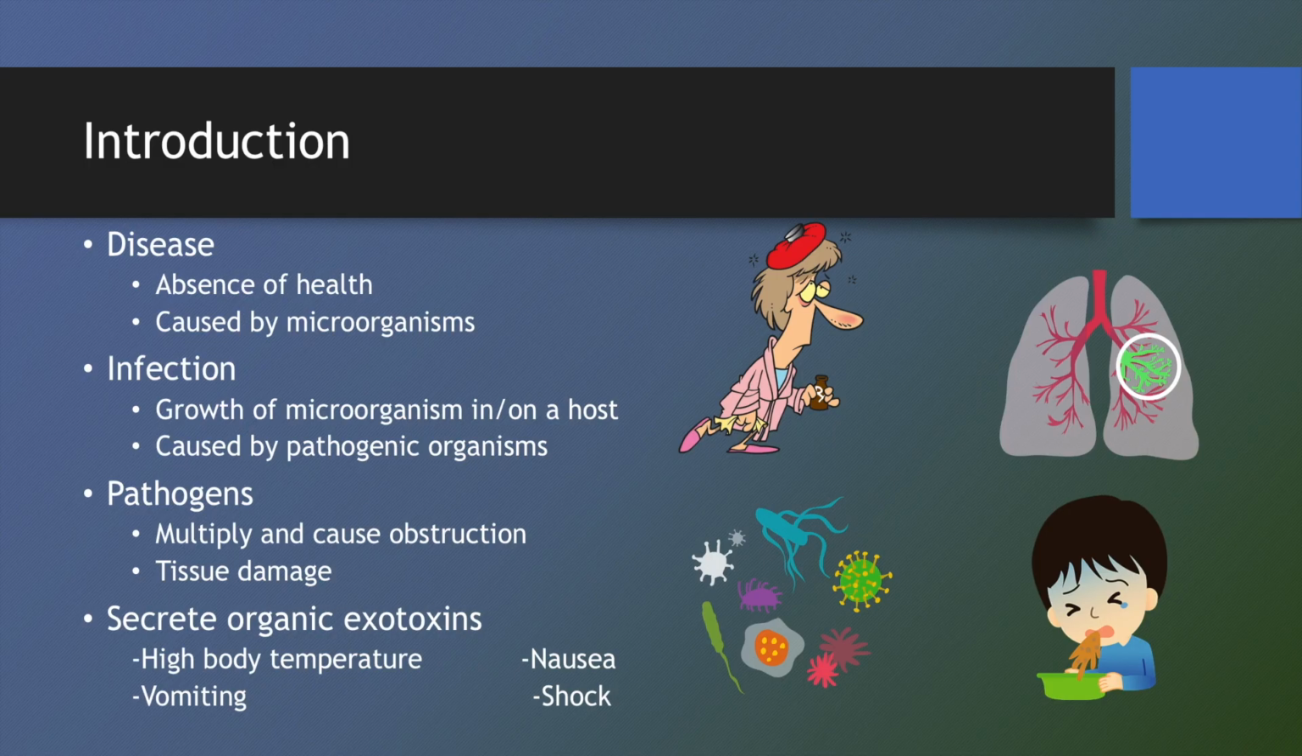Infection control. There are many diseases known to humankind. Until this day, there are still diseases being discovered. Diseases are introduced when there is an absence of health that is caused by microorganisms, which then grow in or on a host as pathogenic organisms. These pathogenic organisms multiply, which causes obstruction in the host, resulting in tissue damage, and secrete organic exotoxins, causing the host to have high body temperature, nausea, vomiting, and shock.